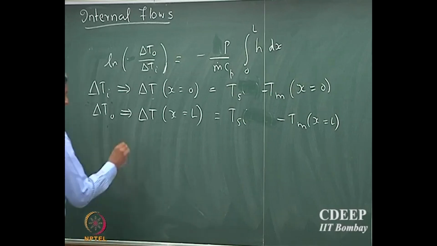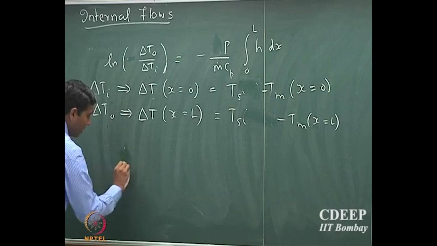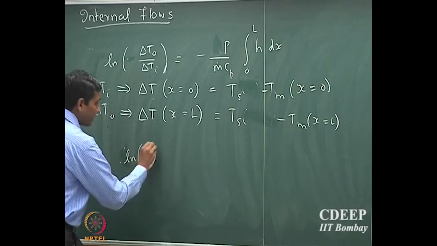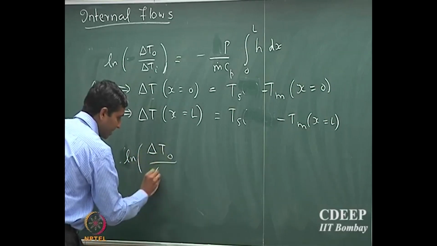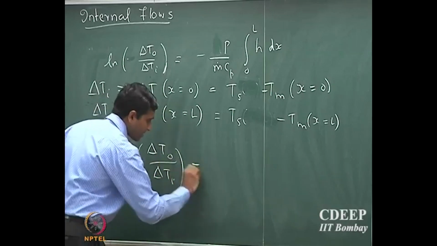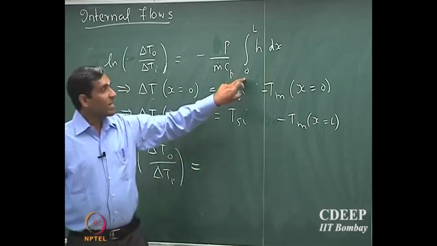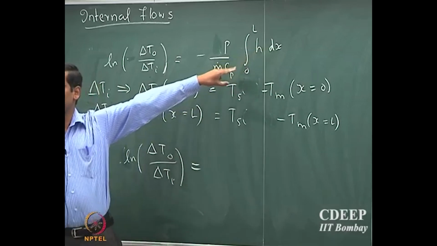So, therefore, ln of delta T naught by delta Ti is equal to, what is the integral from 0 to L of h dx?